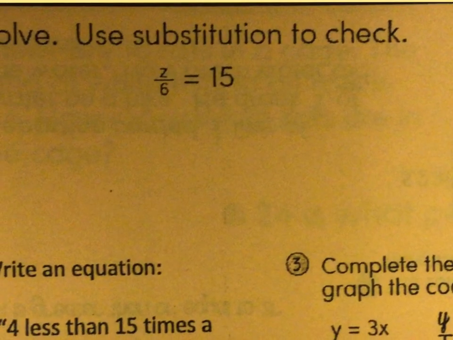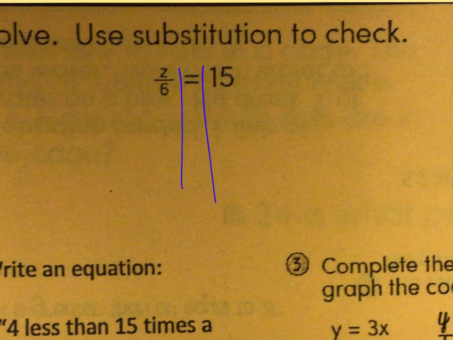It says solve and then use substitution to check. So to solve this problem, remember, we have our equation already set up for us. We're going to use railroad tracks. And this says a number z divided by 6 equals 15. Remember, whenever we're solving an equation, the variable, so our z, needs to be by itself.